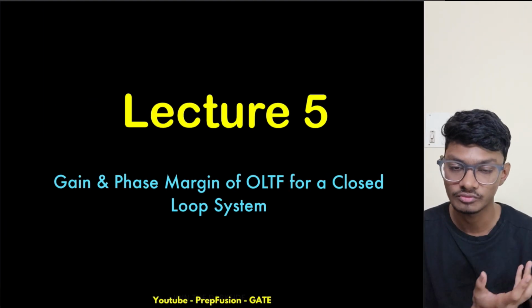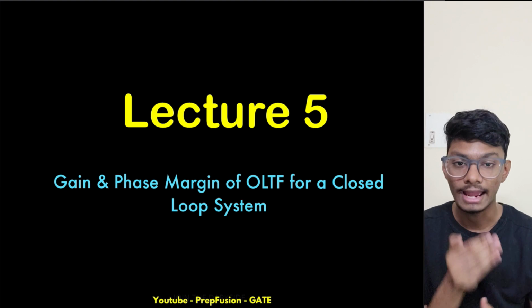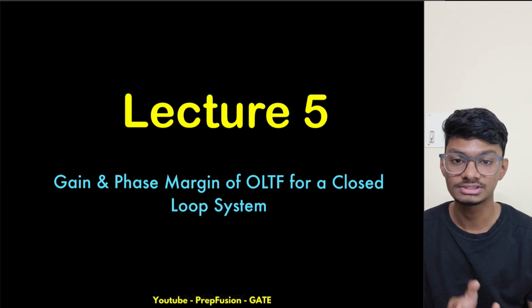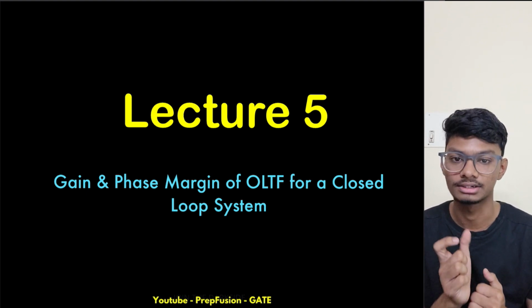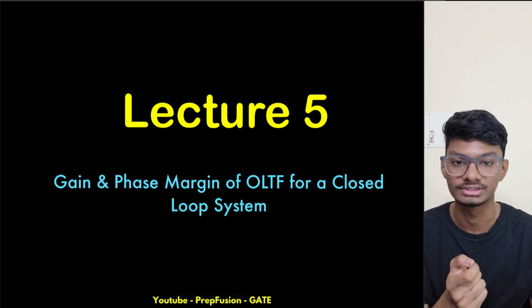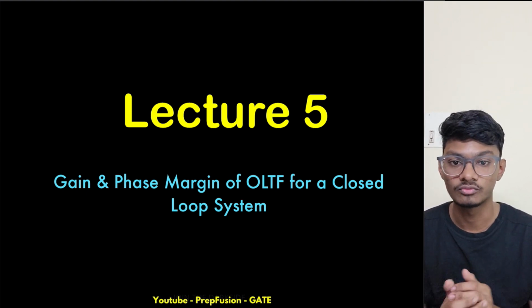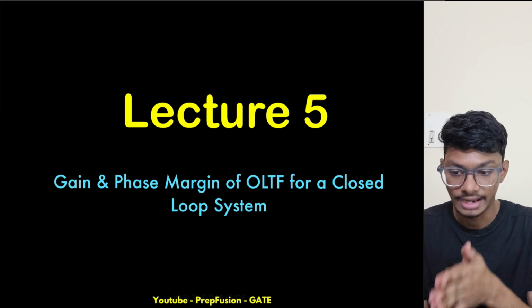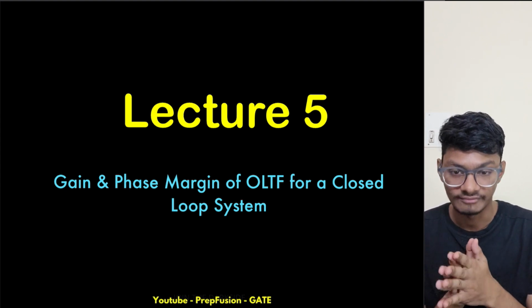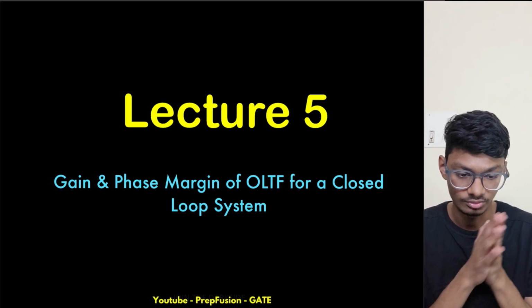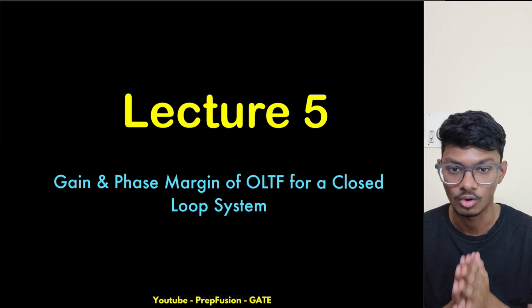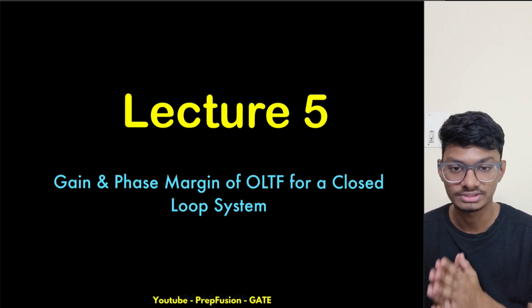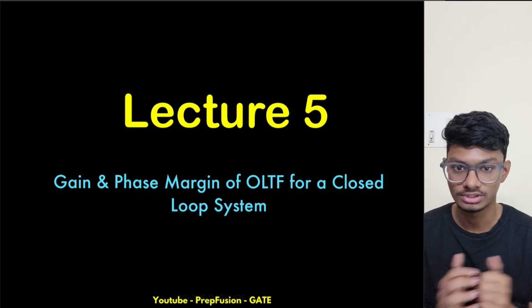And what is my phase crossover frequency? The frequency at which the angle of my OLTF is minus 180 degrees. We understood why we are interested in that magnitude of 1 and minus 180 degrees: because of finding the stability, at that critical point I have a crossover frequency. Basically it will go either from the right half to the left half of the S plane, or from the left half to the right half of the S plane. So these two things can happen.